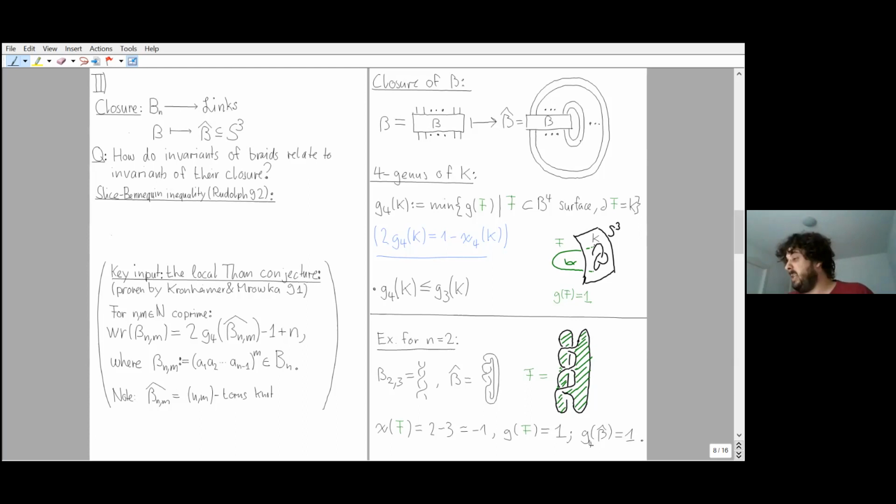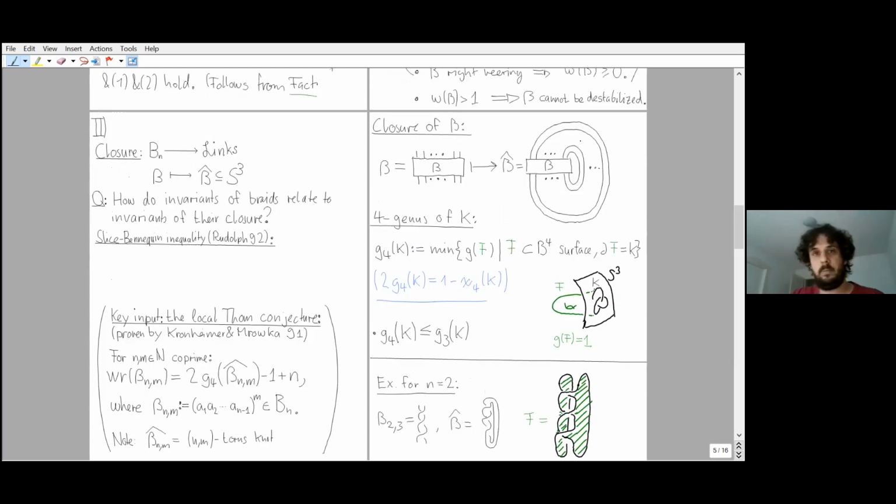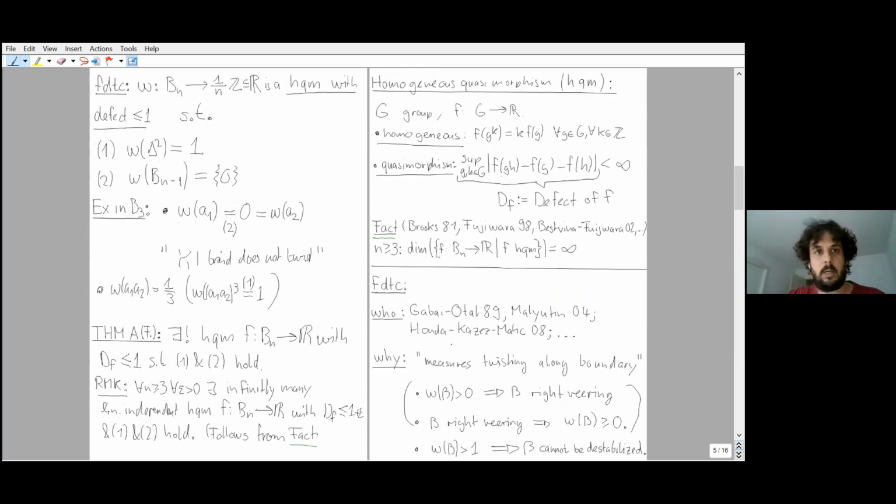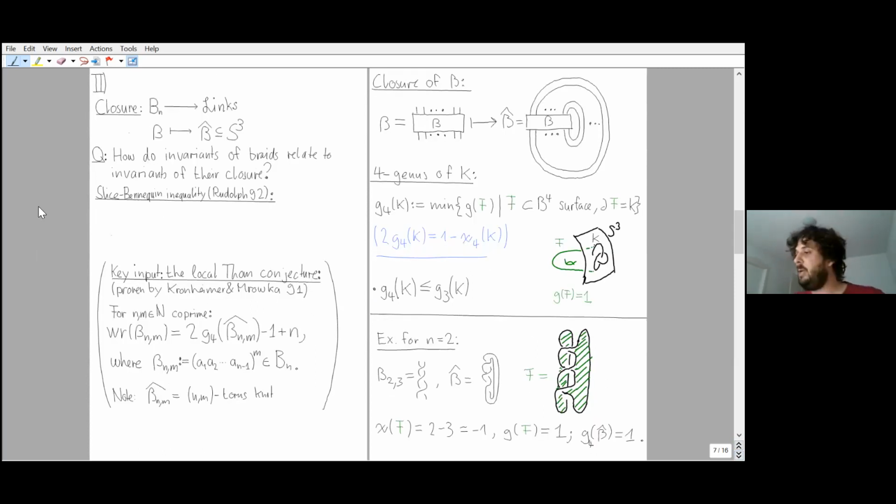And here's a basic question you can ask about this connection. How do braid invariants relate to invariants of their closure? And I'm going to start with the writhe. And I kind of already told you what's going on here.